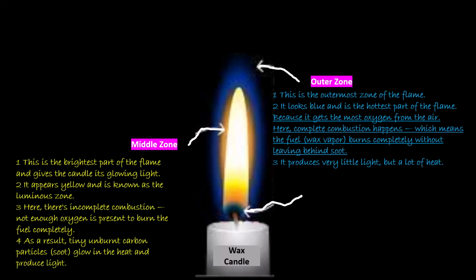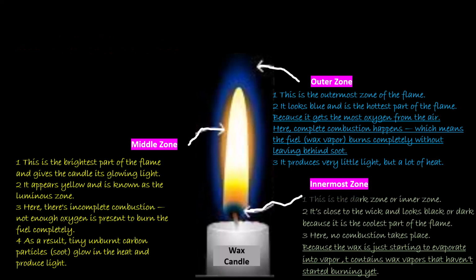So, here is a tip: this is the part that gives off the most visible light, but it's not the hottest. Let's talk about the innermost zone, that is the third zone, and we also call it the dark zone.